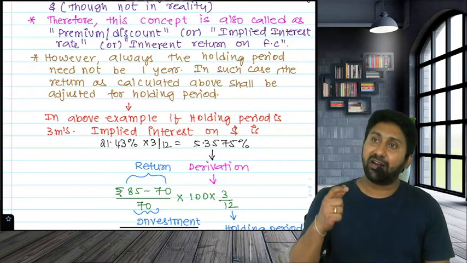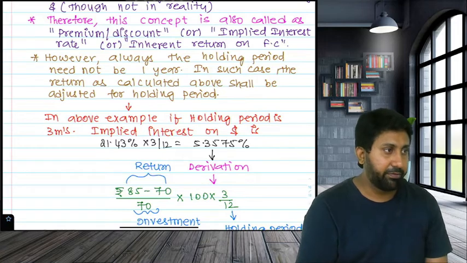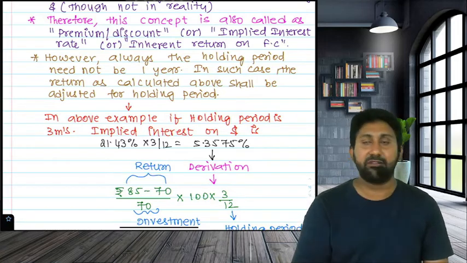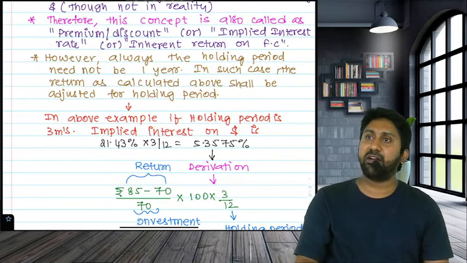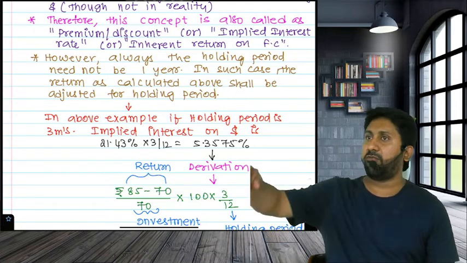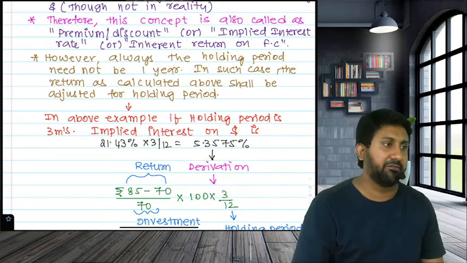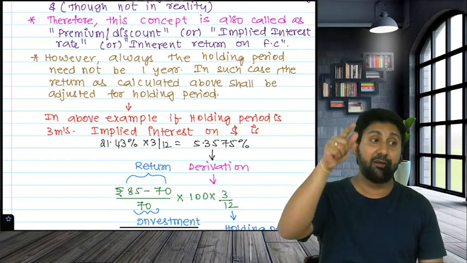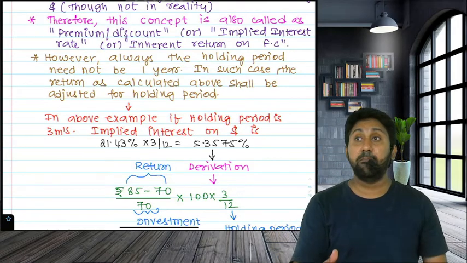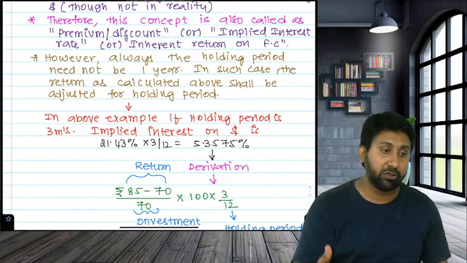Rupee will generate a return only if it is invested. Dollar is not invested elsewhere. I purchased dollar at 70. I kept the dollar in the almirah. After 1 year, I went to the bank. Bank has given me 85. Without any additional effort, I am getting that 15. That's called an implied interest included in the dollar.